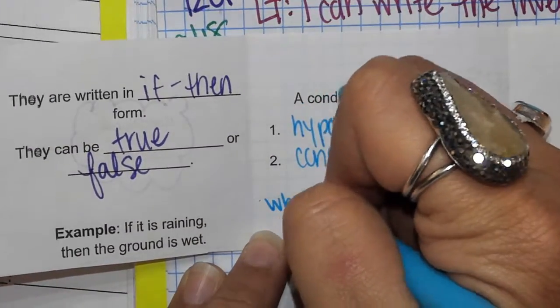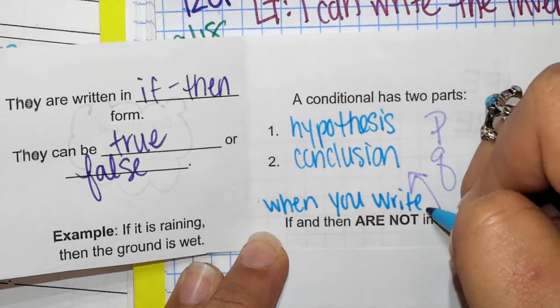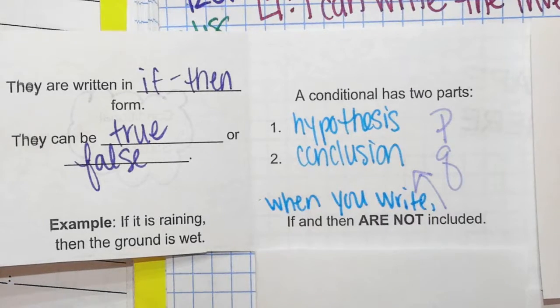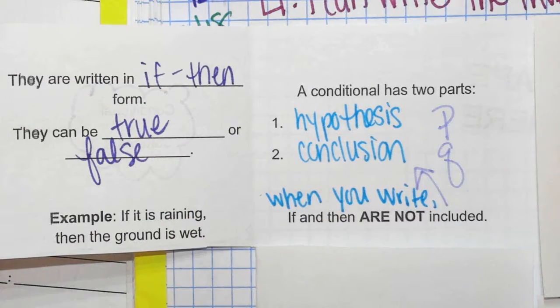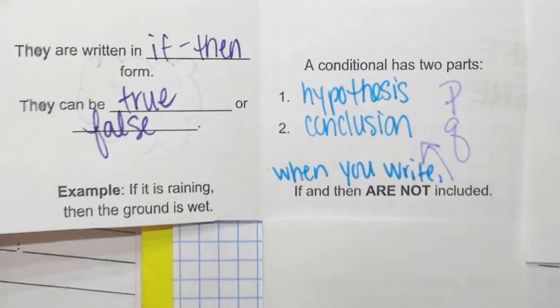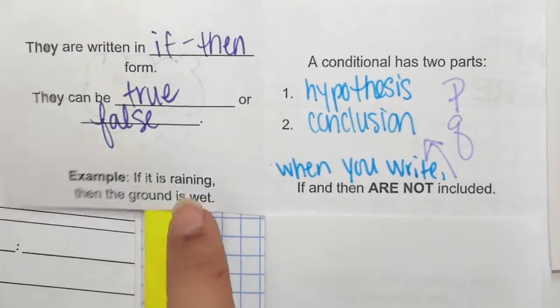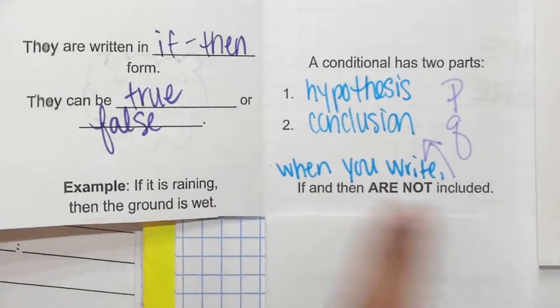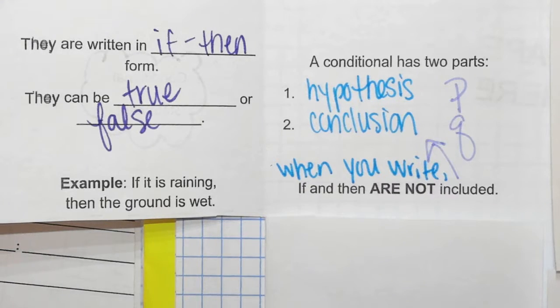So, when you write, if and then are not included. So what's the hypothesis of this conditional over here? What is the hypothesis? It is raining. If and then are not included. So the hypothesis is it is raining. What's the conclusion? That's all you have to do. Whoa. Right? Crazy. Throwing some wild stuff at y'all.